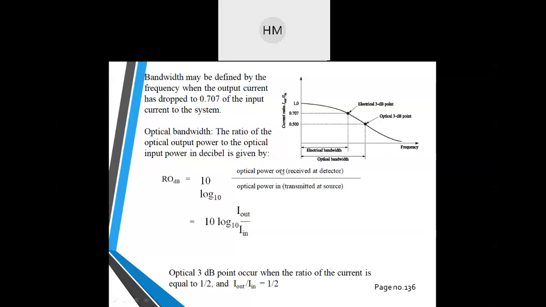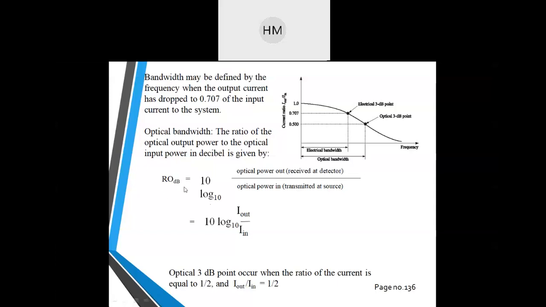Okay, but in your laboratory, we have plotted output voltage upon input voltage graph with respect to frequency. So here I am getting the electrical bandwidth. And what is my optical bandwidth? The ratio of the optical output power to the optical input power is given by this equation, and it is half, 50%.